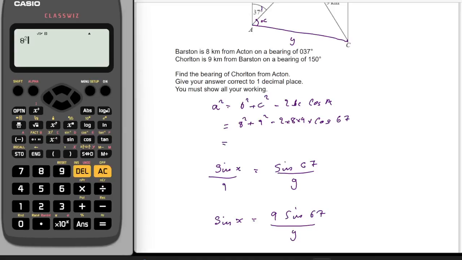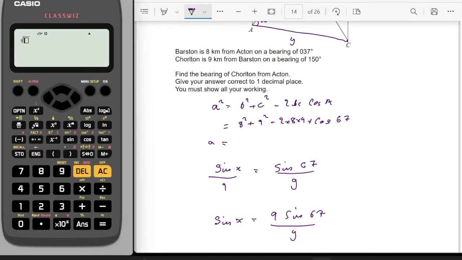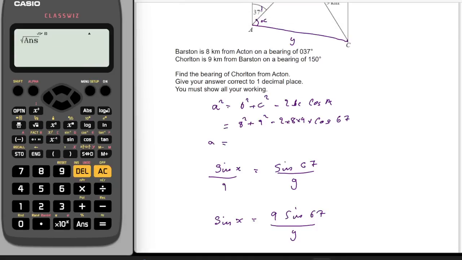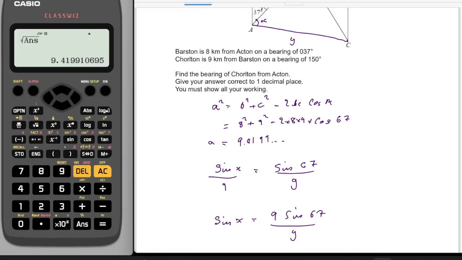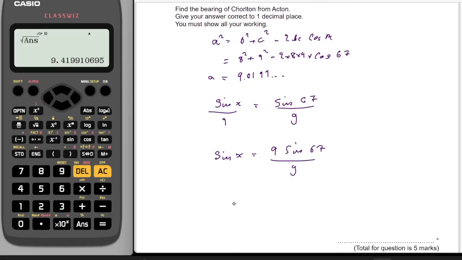So 8 squared plus 9 squared minus 2 times 8 times 9 times cos of 67 is going to be equal to that value. So I'm going to jump straight to the square root of that. So the square root of that is going to be equal to 9.4199 dot dot dot.